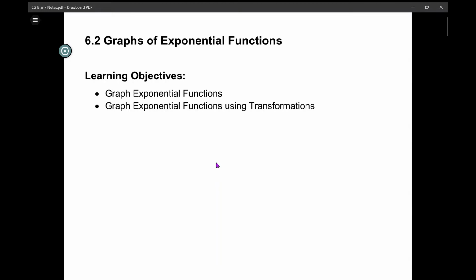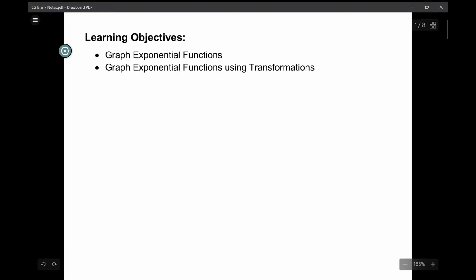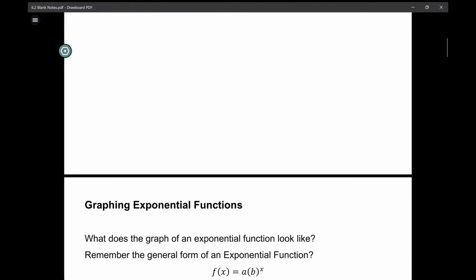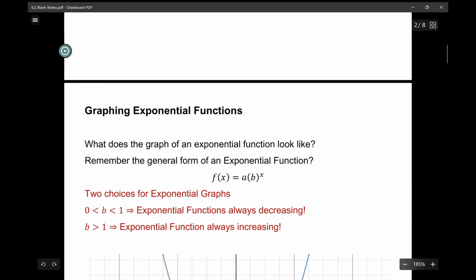Welcome to 6.2. We're going to talk about the graphs of exponential functions, and we're going to explore them using our good old graph transformations. All right, let's get started. Well, what does a graph of an exponential function look like?